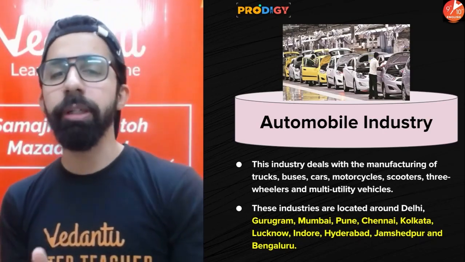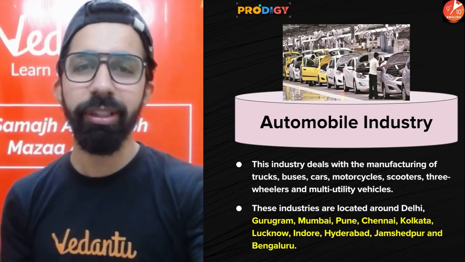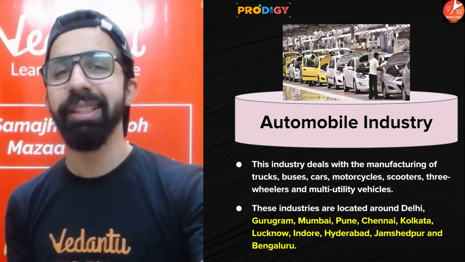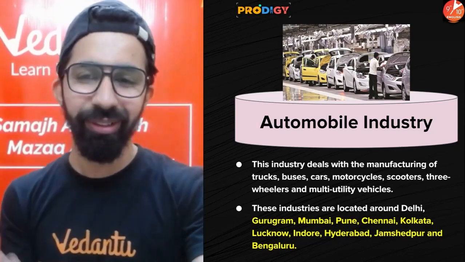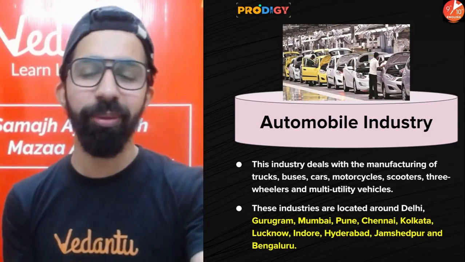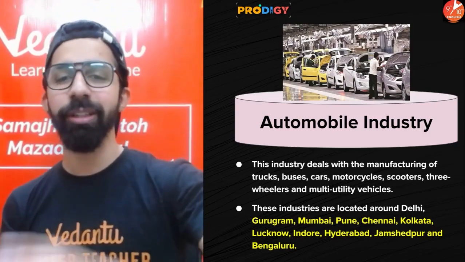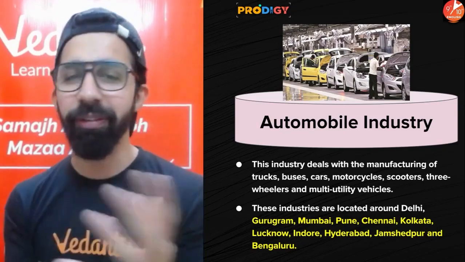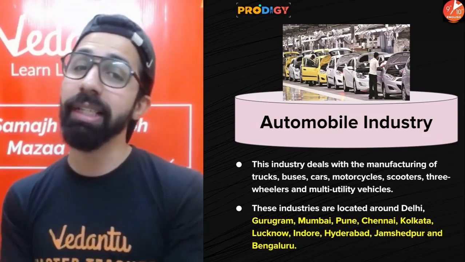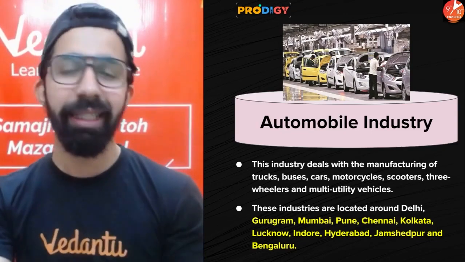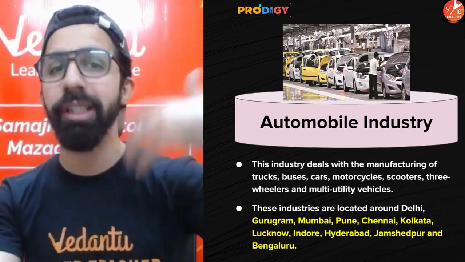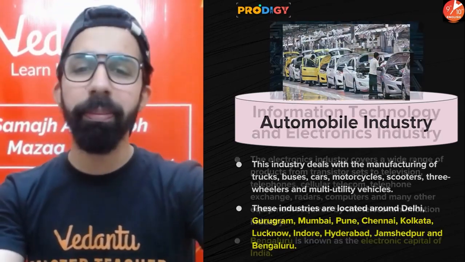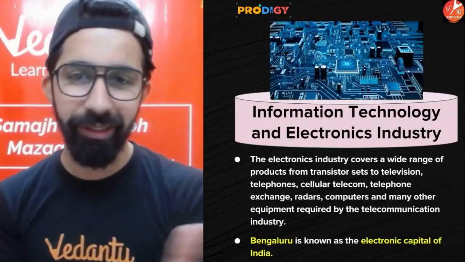Coming to the next one guys, automobile industry. What do we get? We get trucks, buses, cars, motorcycles, and so on. Most of the automobile industry is located in Gurugram, Mumbai, Pune, Chennai, Kolkata, Lucknow, almost every part of India. This industry is also known as the sunrise sector, and an emerging industry in India, and many people are involved or employed in this industry.